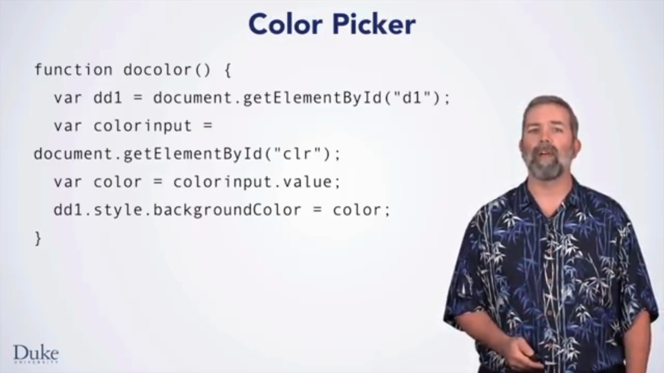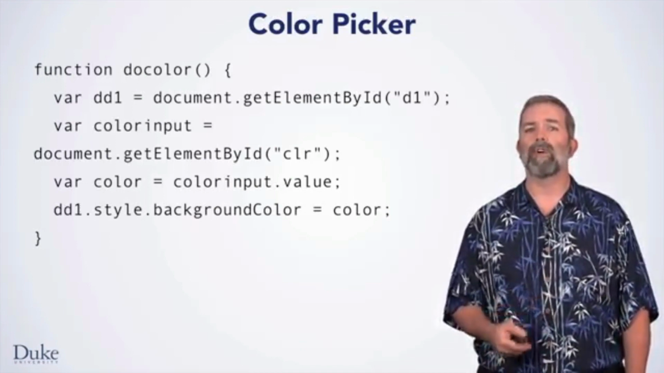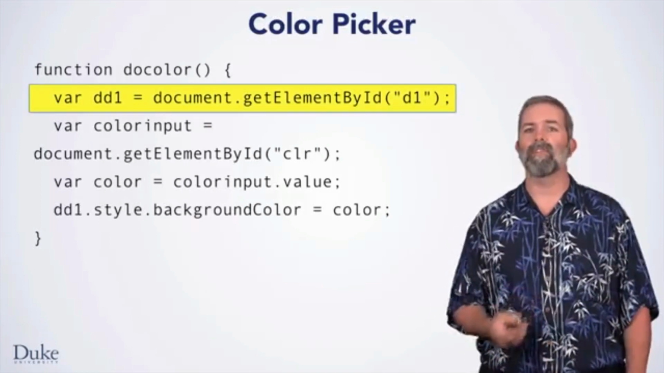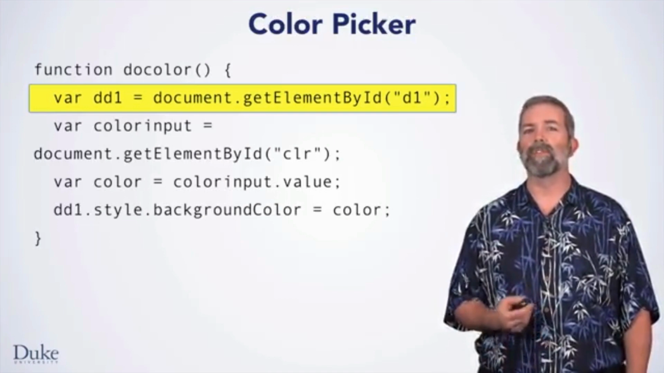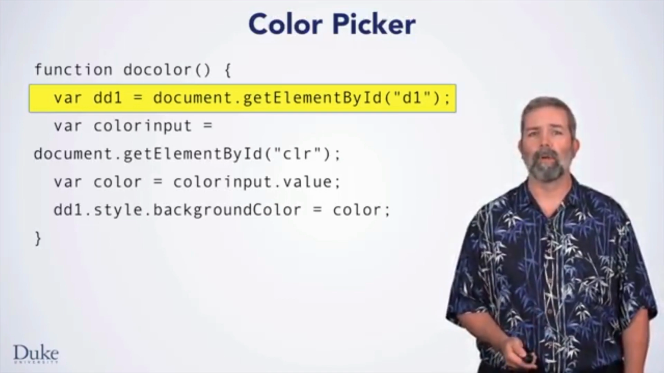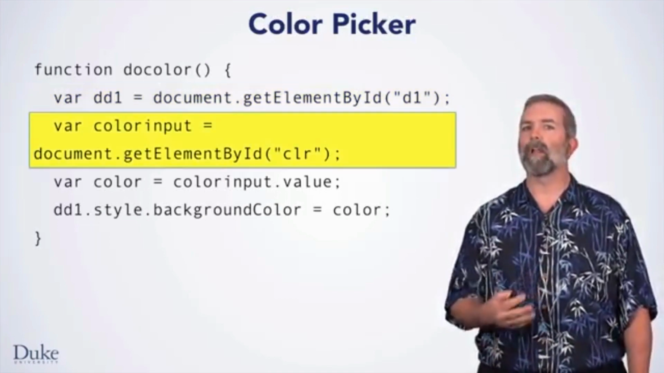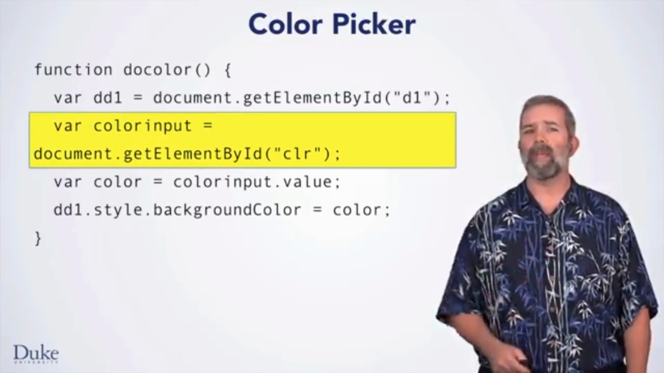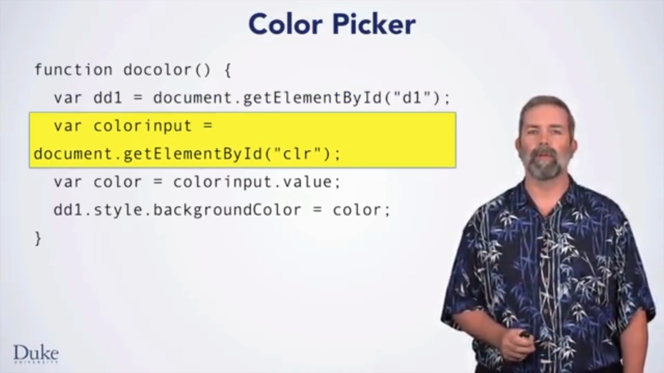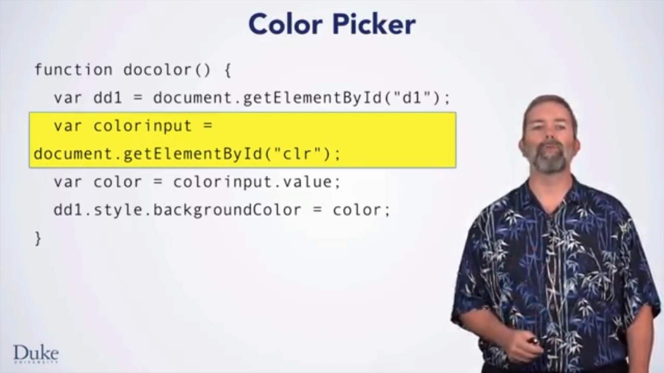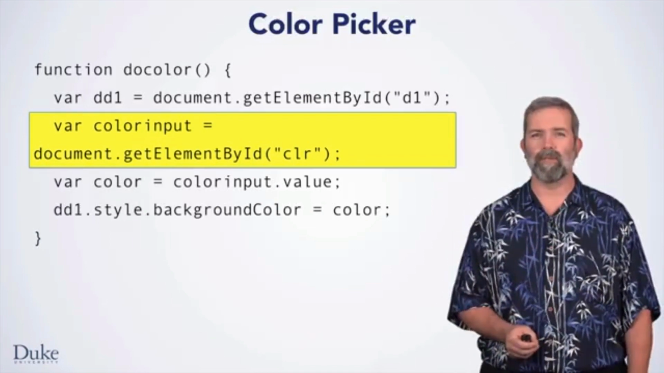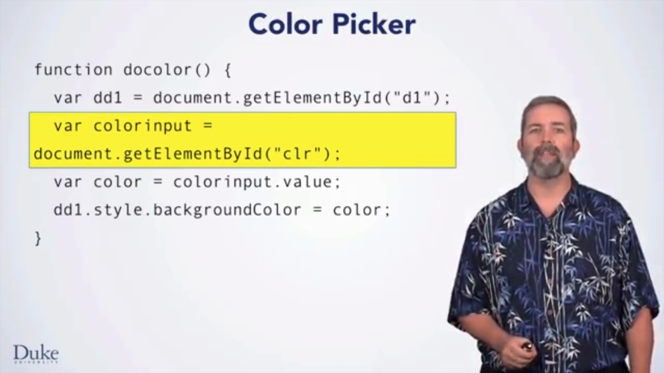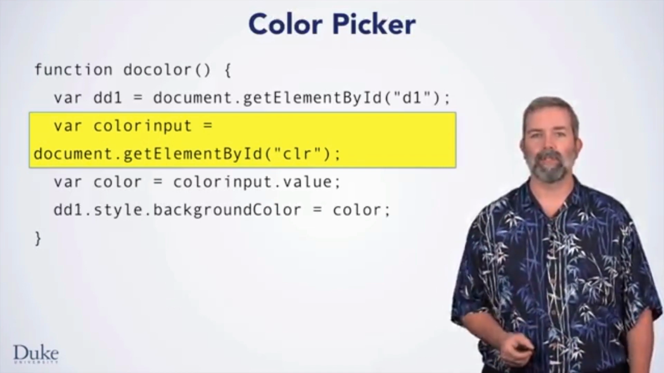Accessing the color picker value in the JavaScript code uses functions and concepts that you may recognize. First, the canvas element is stored in variable dd1, as you have seen before. Then, the color picker element is stored in the color input variable, using the same technique to find the element in the document. As before, you can choose any name you want for your variable names, but the IDs given in the strings must match those IDs given in the HTML elements.